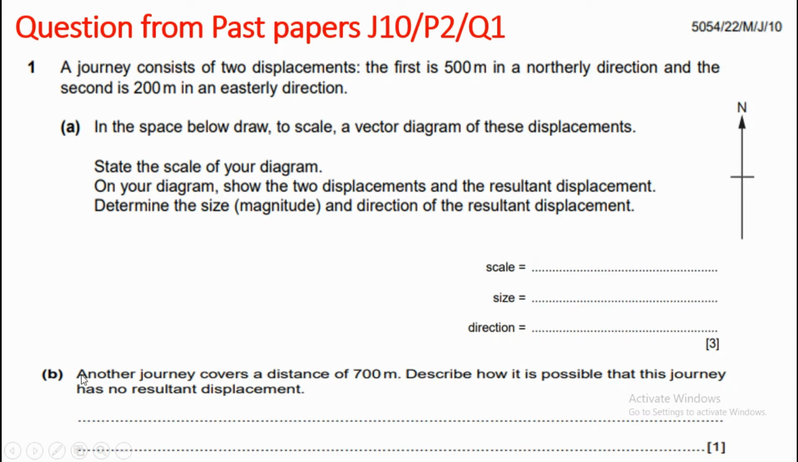Then there is another part. Another journey covers a distance of 700 meters. Describe how it is possible that this journey has no resultant displacement, and the mark is 1. This part is easy. Here you can write that if a body covers, suppose 700 meters, suppose 350 meters towards north, and for example it comes back 350 meters and reaches to the same point, then the distance covered will be 700 meters, but the displacement will be 0.